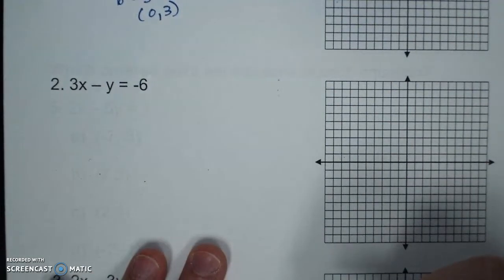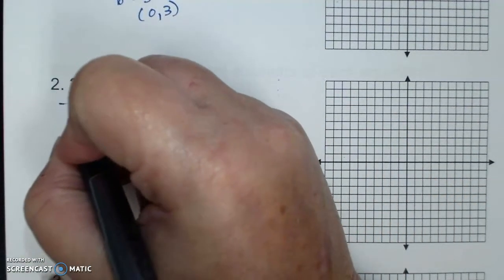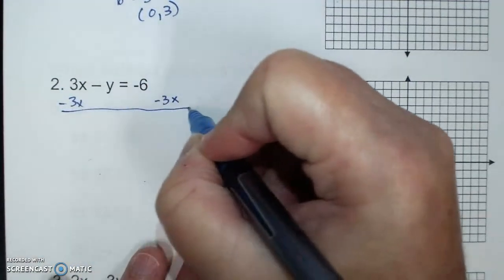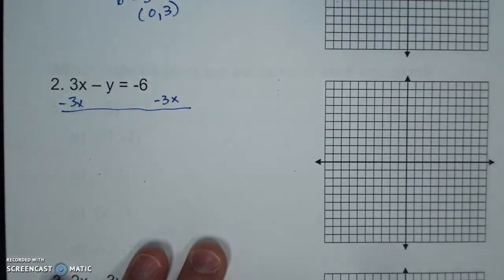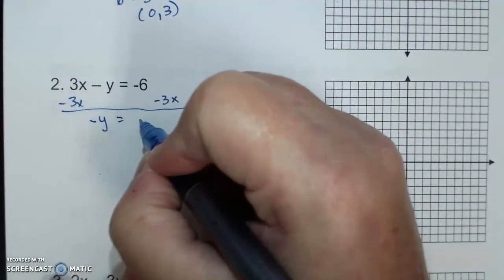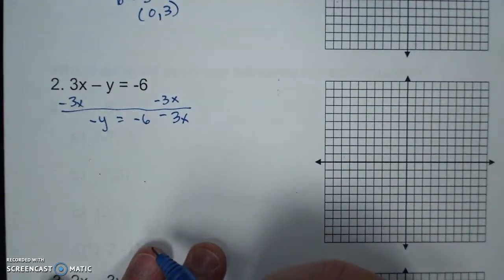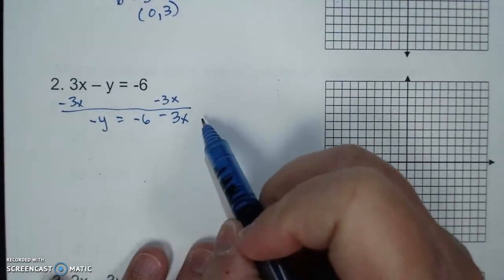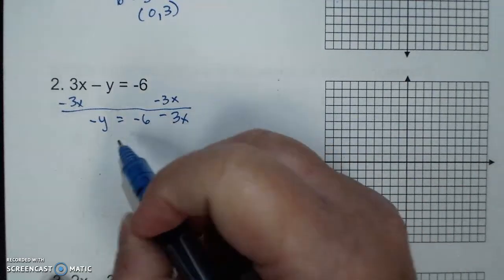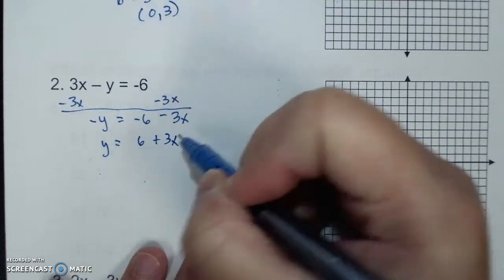We're going to change it from standard form into y equals mx plus b. I'm going to subtract 3x, going to subtract 3x. Here's where a common mistake is made: that's a negative y equals a negative 6 minus 3x. I'm going to divide everybody by negative 1. When I divide everybody by negative 1, it basically just changes their sign. So y equals 6 plus 3x.